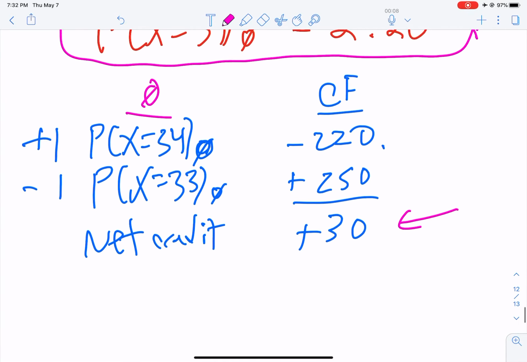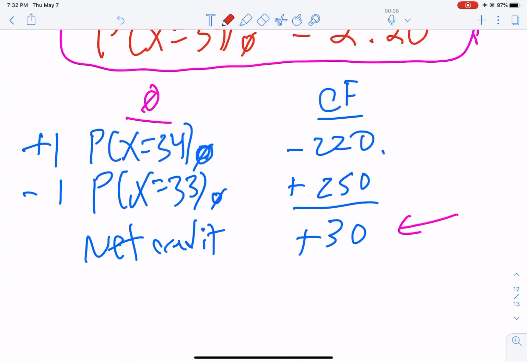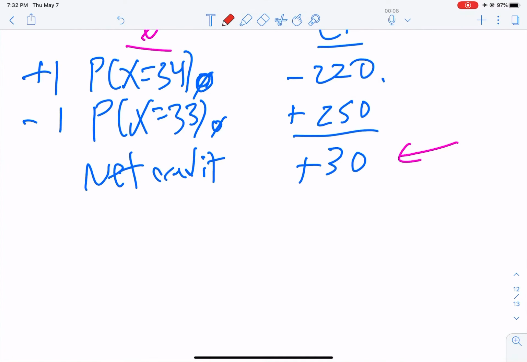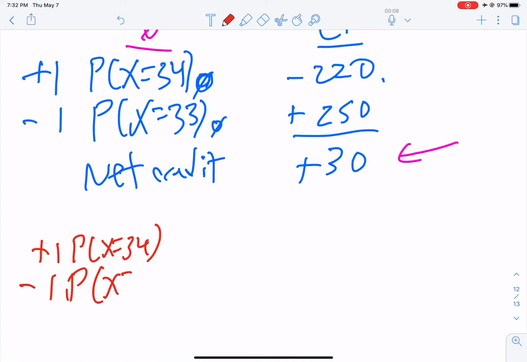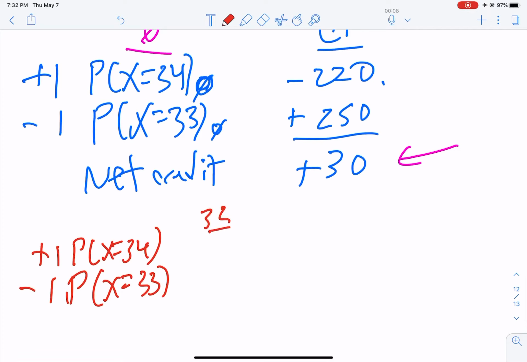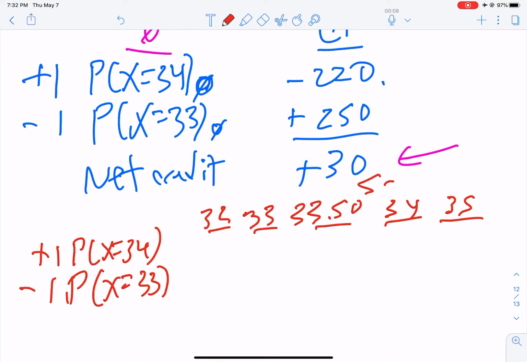Now let's just go through the proof of why that's the case. So we're going to look at some prices. First of all, we're going to note our positions. We're long one put with an exercise price of 34. We're short one put with an exercise price of 33. Let's look at the prices: 32, 33, 33.50, 34, and 35. Again, these are stock price at option expiration assumptions.